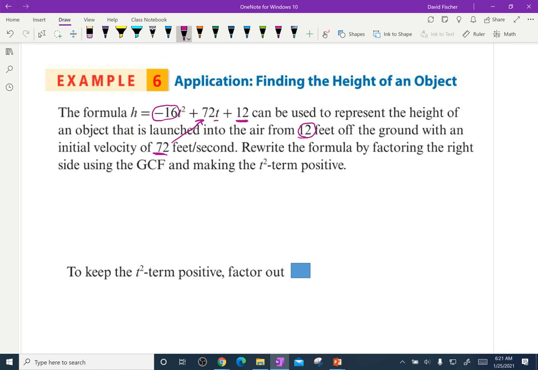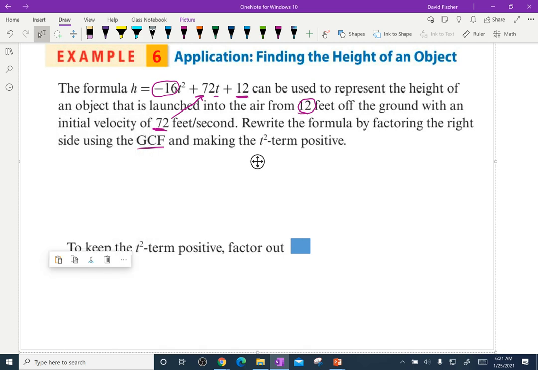Okay, and rewrite this formula, factoring the right side using the GCF. Now, these numbers here, 3 numbers, we're going to use these often. And you see how that first term is a negative? So we really want to try in quadratics to make our first term positive when we're factoring. If it's a negative, and a lot of times it is, we want to try to factor out a negative. Okay, you'll see why later on, but just trust me on this one.